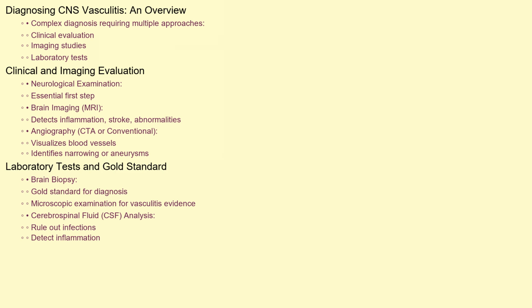Diagnosing CNS vasculitis can be challenging, requiring a combination of clinical evaluation, imaging studies, and laboratory tests. A thorough neurological examination is essential. Brain imaging, typically MRI, is used to look for signs of inflammation, stroke, or other abnormalities. Angiography, either conventional or CT angiography, can visualize the blood vessels and identify areas of narrowing or aneurysms. However, the gold standard for diagnosis is a brain biopsy. This involves taking a small sample of brain tissue to examine under a microscope for evidence of vasculitis.